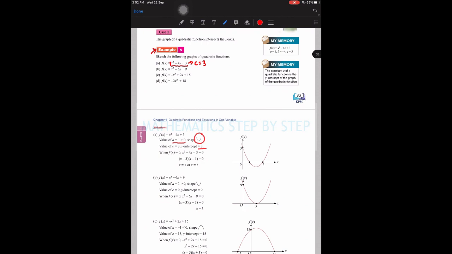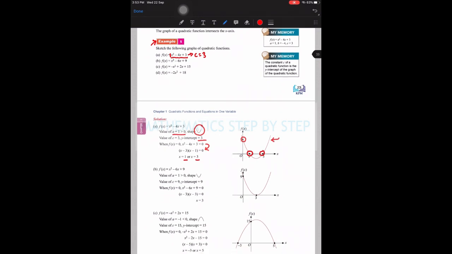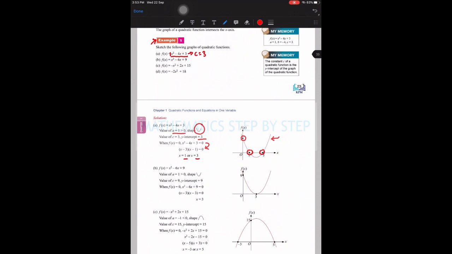Now we have to find out the roots, like what we have learned in the previous video, the factorization method. We break it into two brackets, and we get these two roots. We have the y-intercept, and we know the shape of the graph. So yay, we have successfully sketched this function.